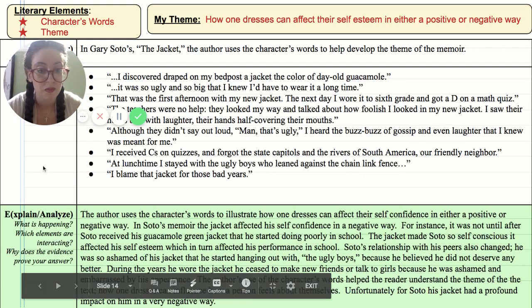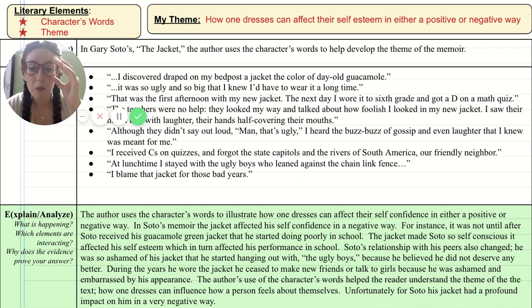In Soto's memoir, The Jacket, the jacket affected his self-confidence in a negative way. For instance, it was not until after Soto received his guacamole green jacket that he started doing poorly in school. The jacket made Soto so self-conscious it affected his self-esteem, which in turn affected his performance in school.